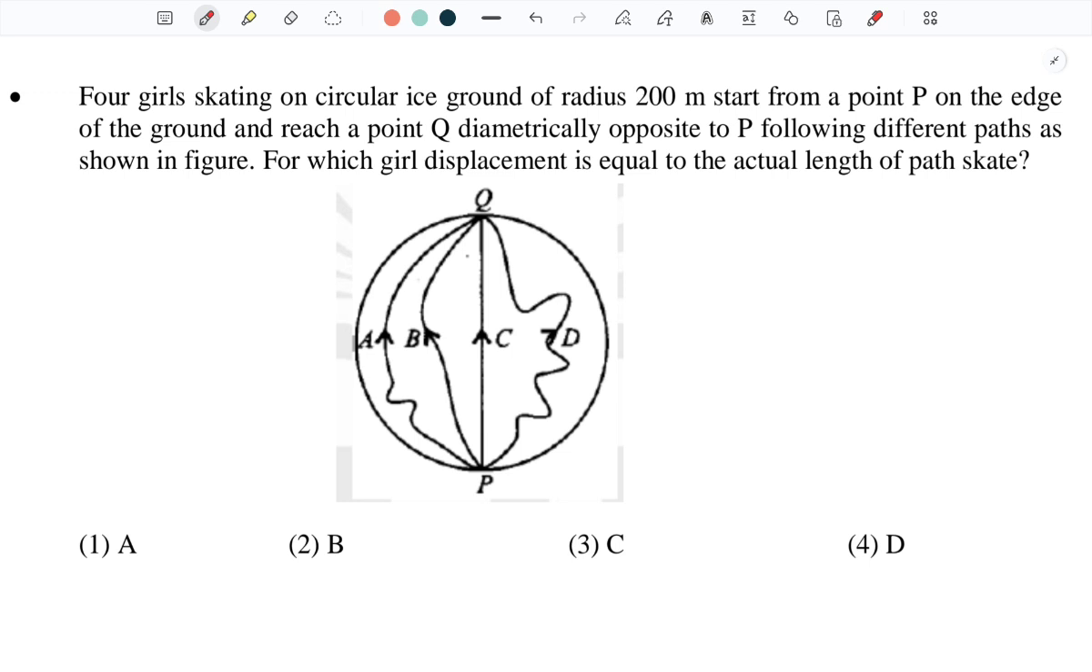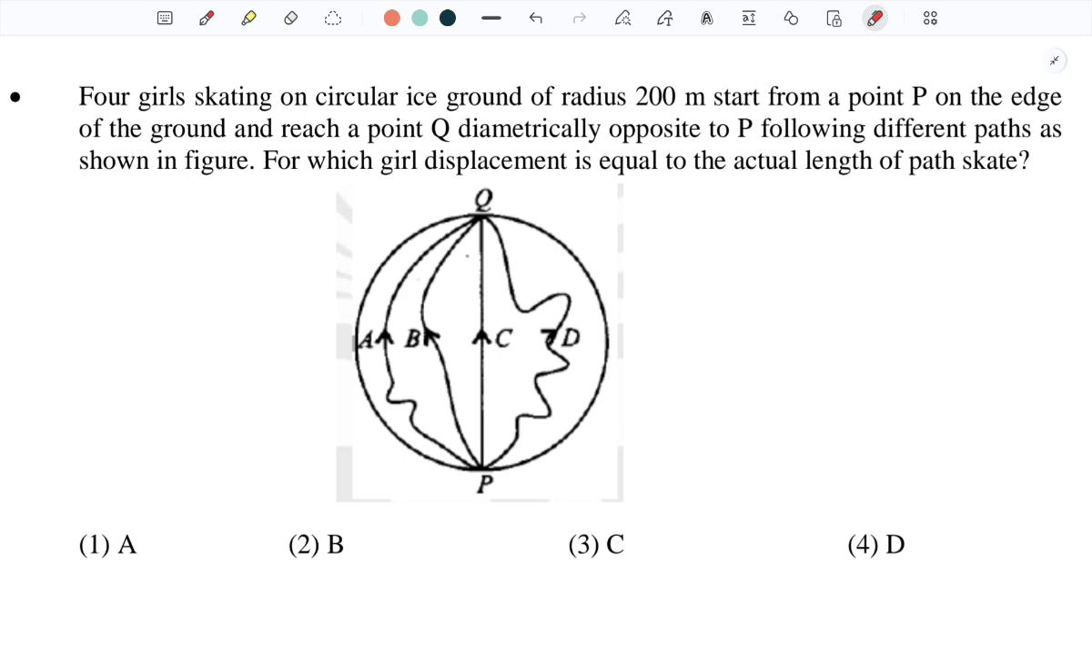Four girls are skating on a circular ice ground of radius 200 meter. This is the circular ground which he is talking about, of radius 200 meter. Starting from a point P on the edge of the ground, the girl reaches a point Q diametrically opposite to P, following different paths as shown in the figure. It is moving with different options. From P it starts, it moves to Q via path A, second is via B, third is C, fourth is the zigzag one, the D option.